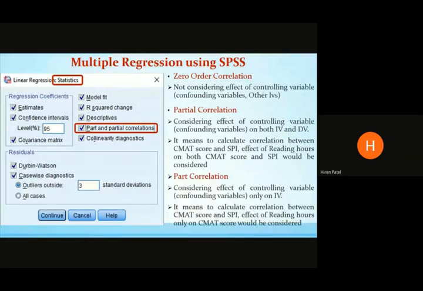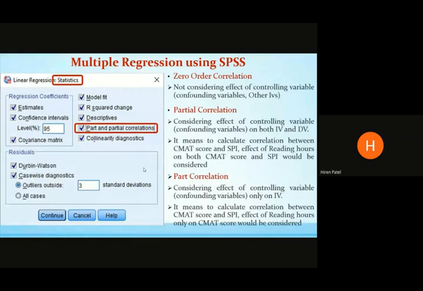Beside the correlation, you can also find the covariance matrix by clicking this. Model fit will give you an idea about model fit. Click on R square change if you want to add or remove some variables, because that will show how much R square will change by adding or removing one single variable. If I remove that particular variable, what would be the change in R square? So that will be R square change. Descriptives will give you the basics, such as mean and standard deviation.